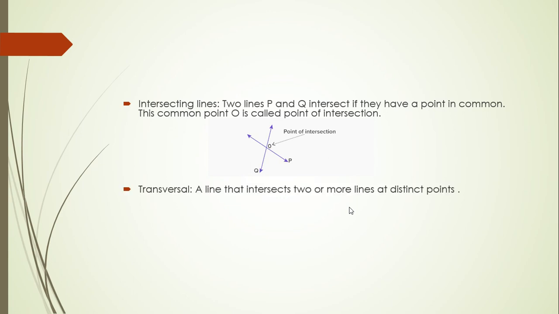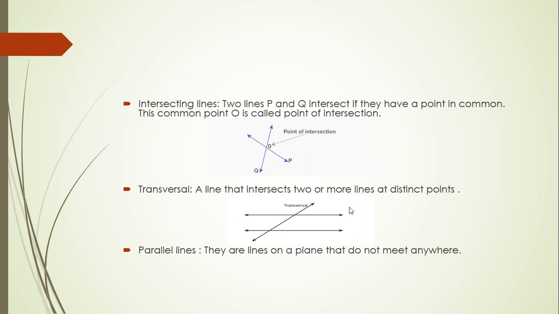Transversal. A line that intersects two or more lines at distinct points. Here is a picture of a transversal. Parallel lines. They are lines on a plane that do not meet anywhere. This is the picture of parallel lines.